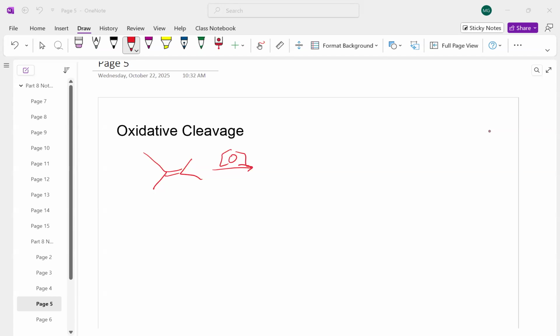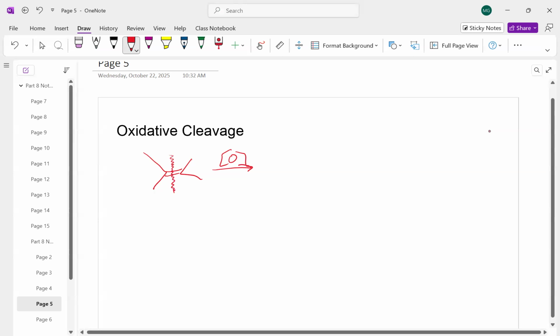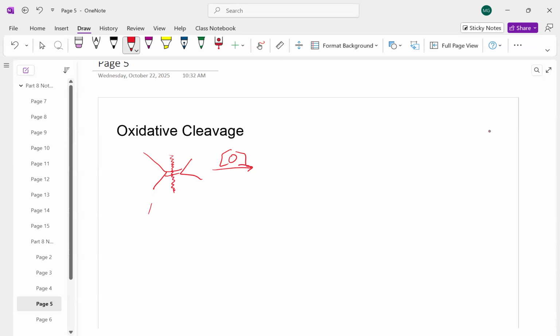The first of these we're going to look at is known as oxidative cleavage. This is where we take an oxidizing agent, and not all oxidizing agents do this, so I'll highlight the ones that you need to know. But certain oxidizing agents will completely cleave the double bond in half. The short thing that I want you to know is that you're going to make each carbon of the double bond a carbonyl.